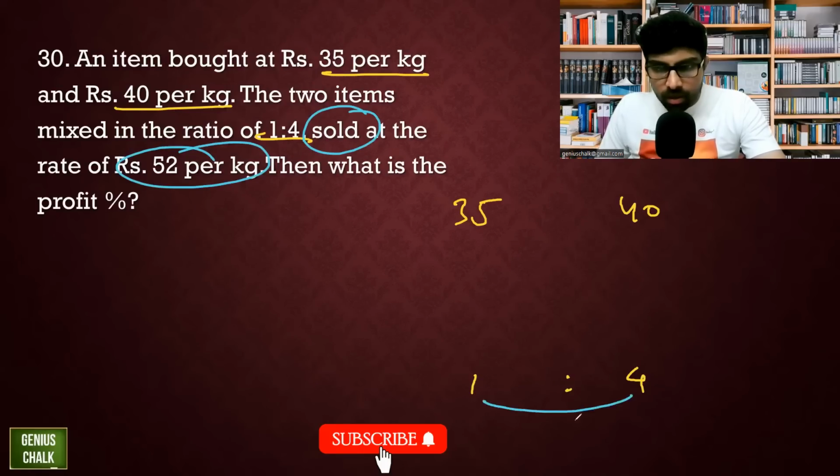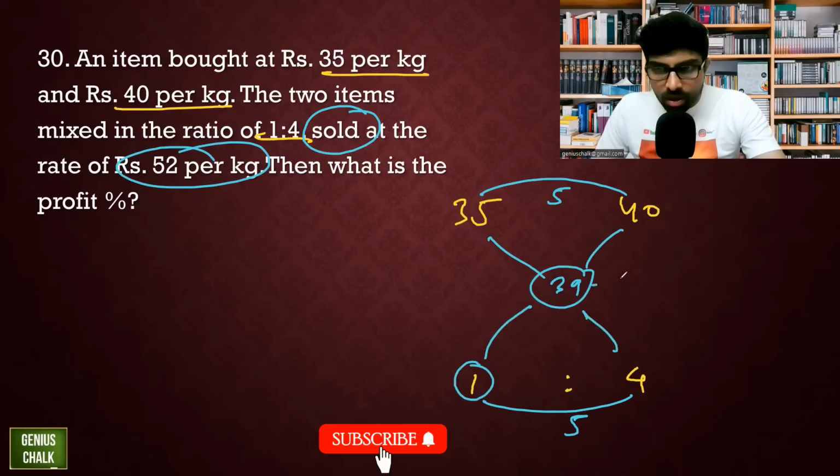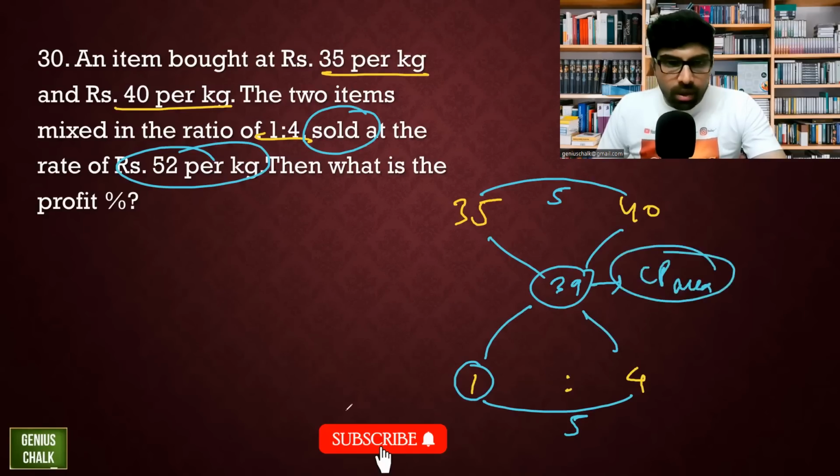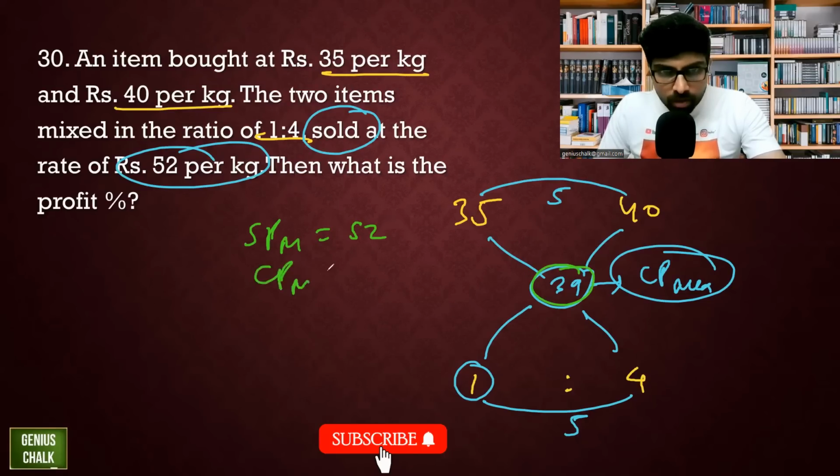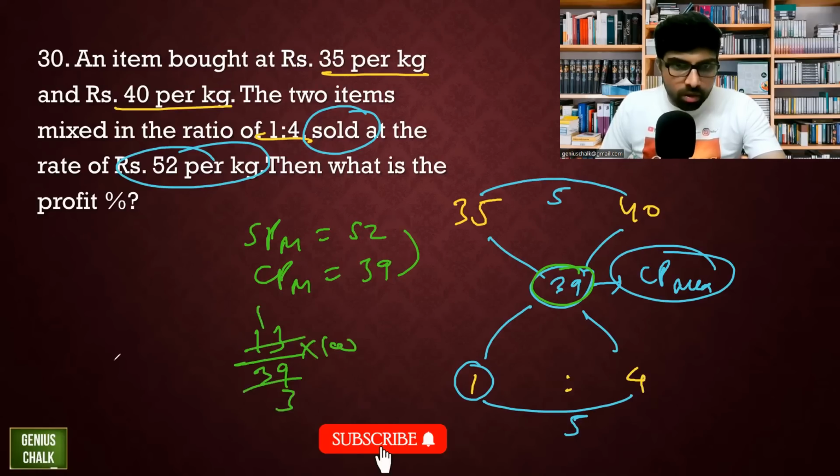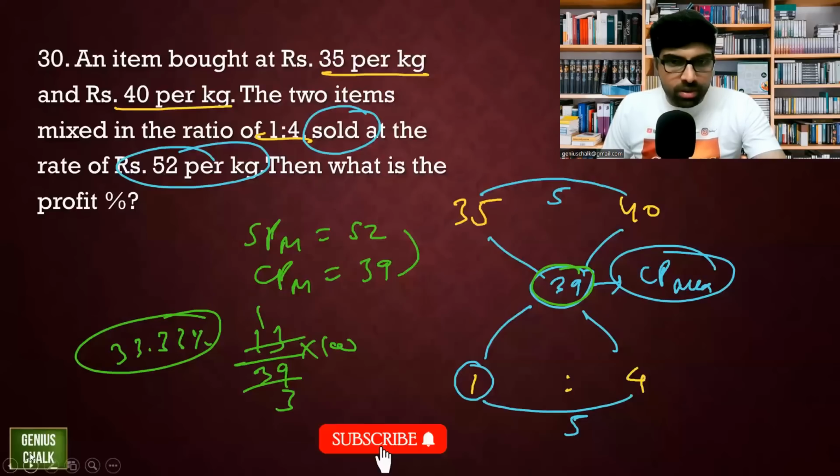First, let's apply the sum here is 5. The difference here is also 5. So this value will be same. So 35 plus 4, 39, and 40 minus 39 is 1. So this is our cost price of mixture. Selling price of mixture is 52 and cost price is 39. What is the difference? 13, and cost price is 39. So 1/3 is how much? 33.33. So 33.33% has to be my answer of this question.